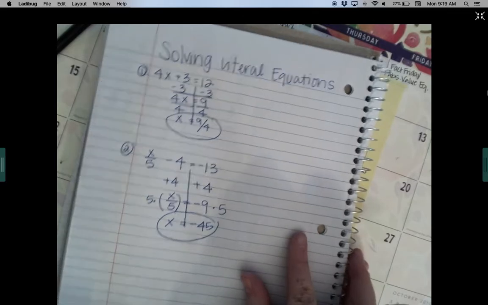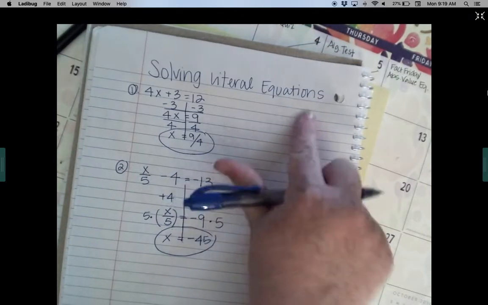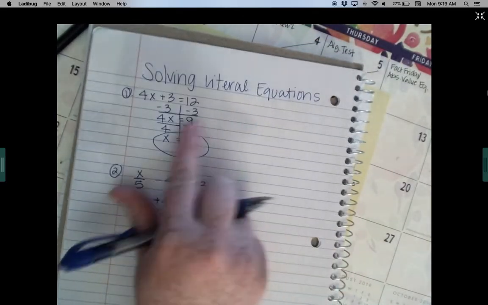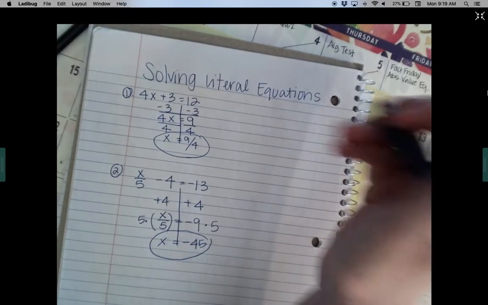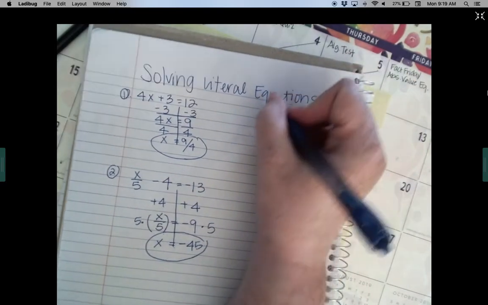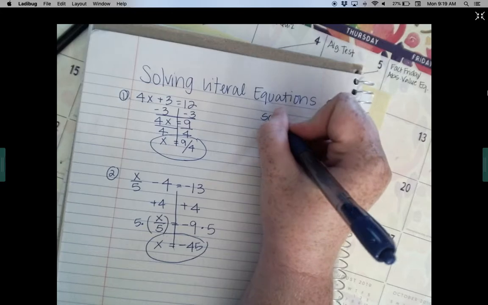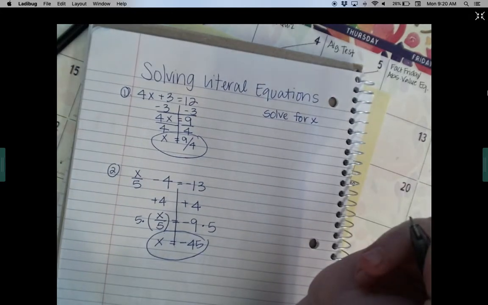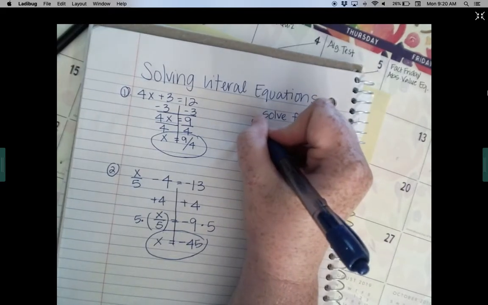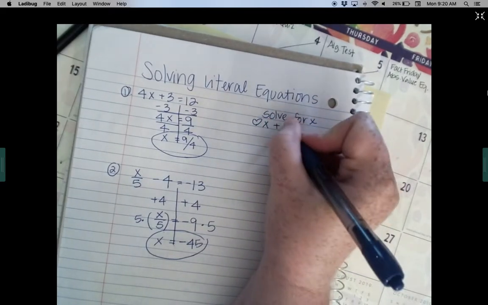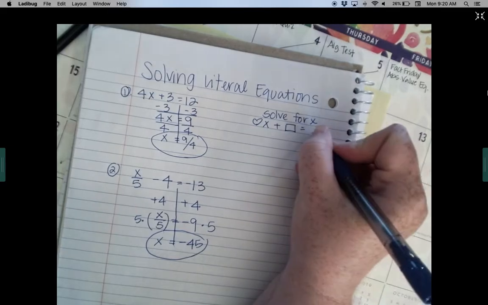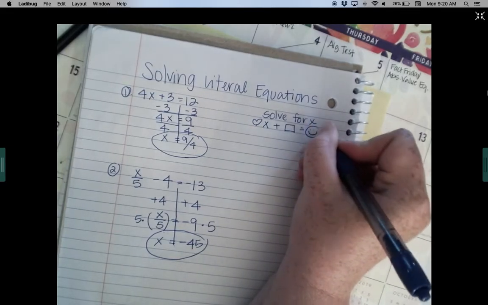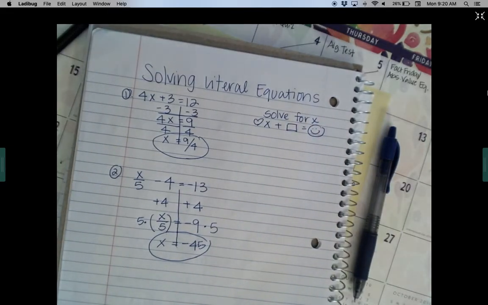All right, we're going to add an element. We're going to do an equation to the right of number 1, so write it the same way I do. I want you to solve this equation for x. So solve for x, and I'm going to write the equation. Heart x plus box equals smiley face. Solve it for x.